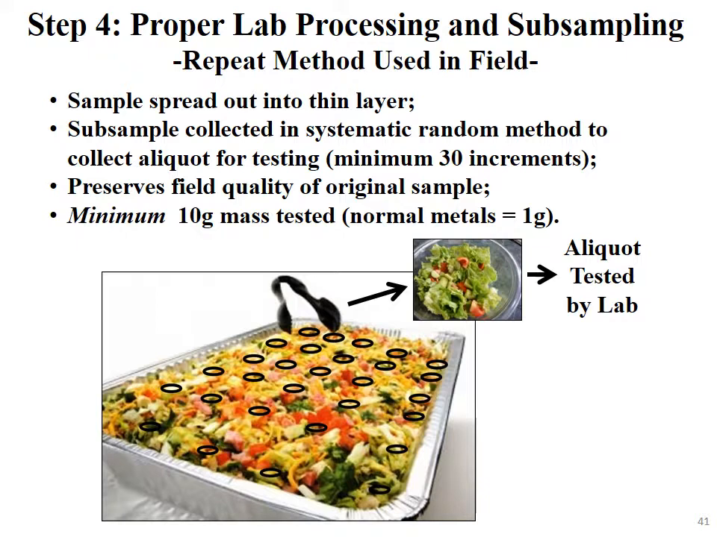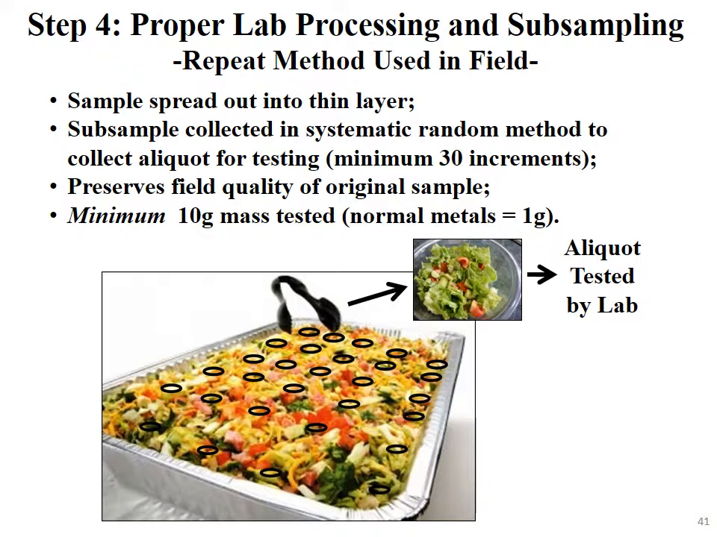So what this does is preserve the field quality of the original sample. In the aliquot or subsample tested by the laboratory, it's now representative of the sample that they obtained. And the sample, again, is representative of the targeted area in the field. Now, under sampling theory, you need a minimum of 10 grams of mass to get a representative subsample from soil. For normal metals, the laboratory is only going to test 1 gram. That's too small for the subsample to be representative of the sample in general, even if you did collect it from lots of increment points within the subsample.